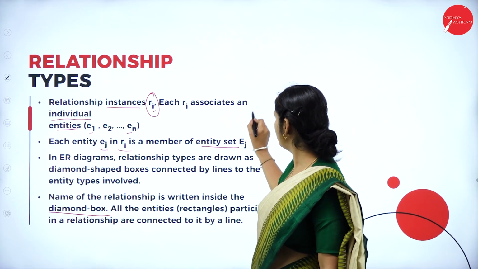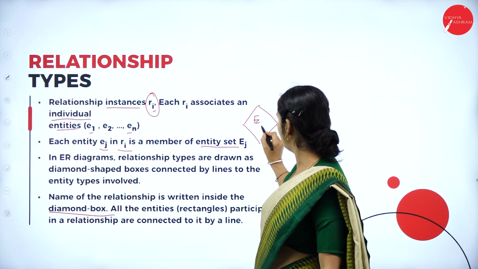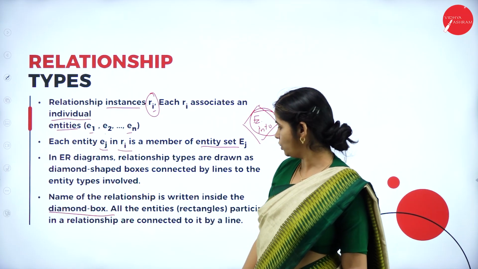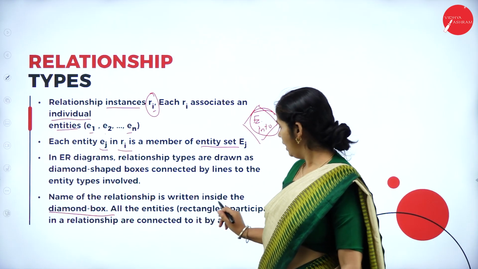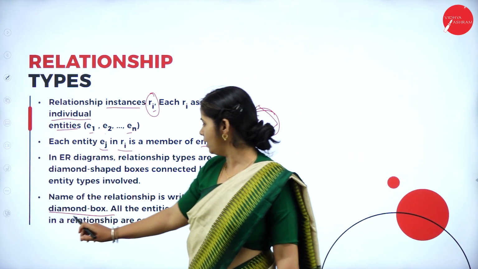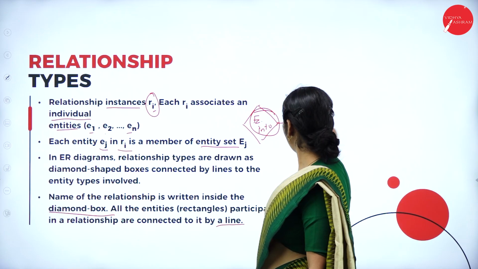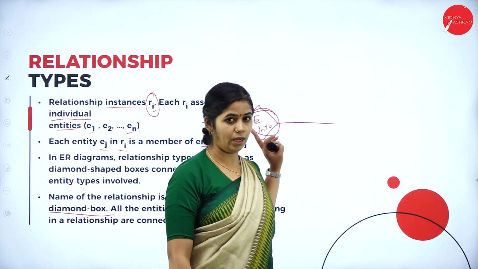The name of the relationship is written inside the diamond box. The name of the relation is written inside the diamond box, that is enrolled in, right? This is the name of the relationship. All entities are represented in rectangles, participating in the relationship, and connected by a line. How are we giving the connection? By a single line we are giving a connection.